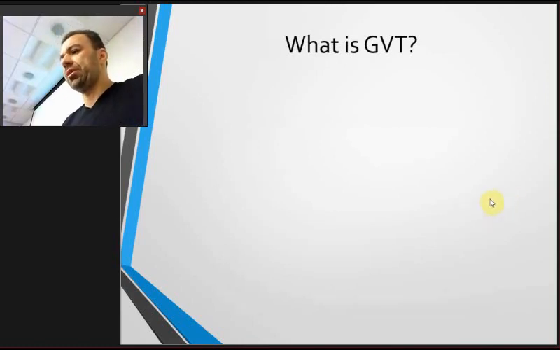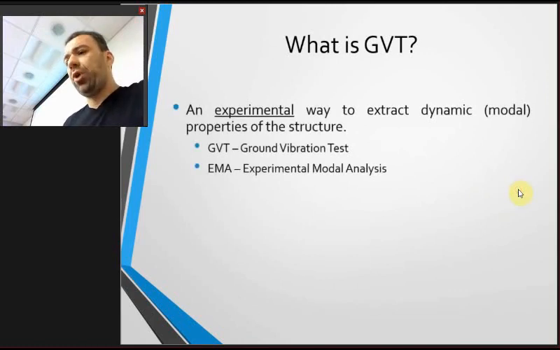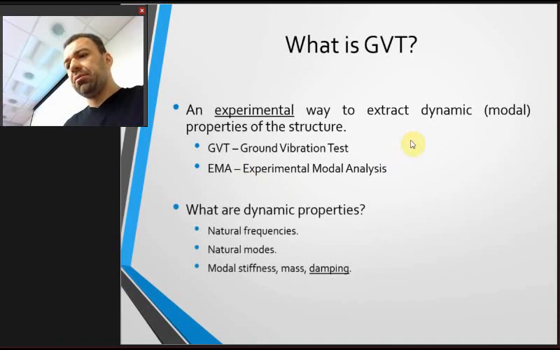Okay, these were the preliminaries. Now let's dive into the essence of the presentation. So what is GVT? It is simply an experimental way to extract dynamic properties of your structure. And dynamic properties, we also call them modal properties, because we are playing in the modal domain. GVT stands for ground vibration test, and EMA is the more recent acronym for the same thing. It's experimental modal analysis. When we are talking about dynamic properties, these are simply the natural frequencies, modes, and modal stiffness, mass, and damping.